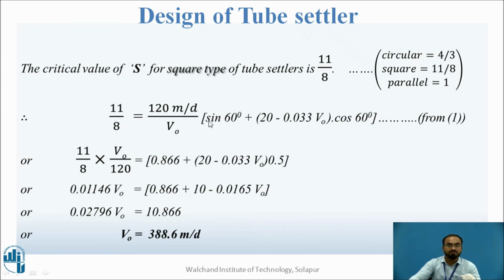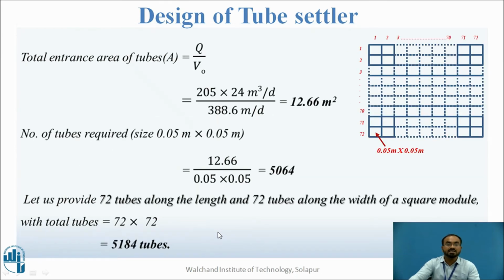So I will put all the values in the previous equation, and what I will get, 11 by 8 is equal to 120 meter per day divided by V naught into sin 60 degree plus 20 minus 0.033 V naught, which I have taken from equation 1, into cos 60 degree. So from this I can get the value of V naught. V naught is coming up to be 388.6 meter per day.